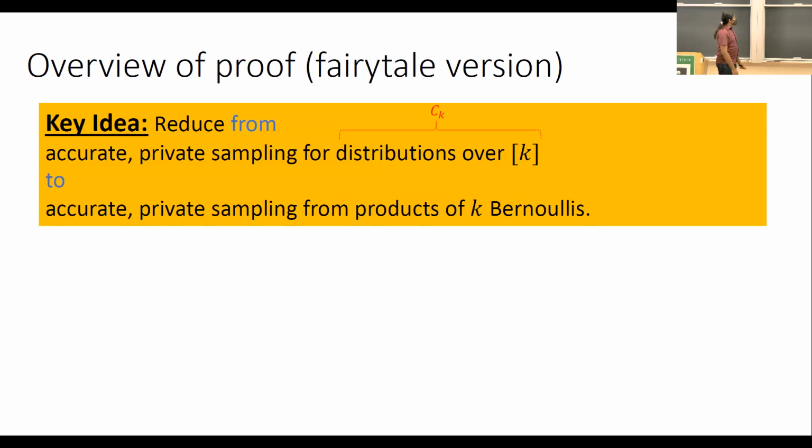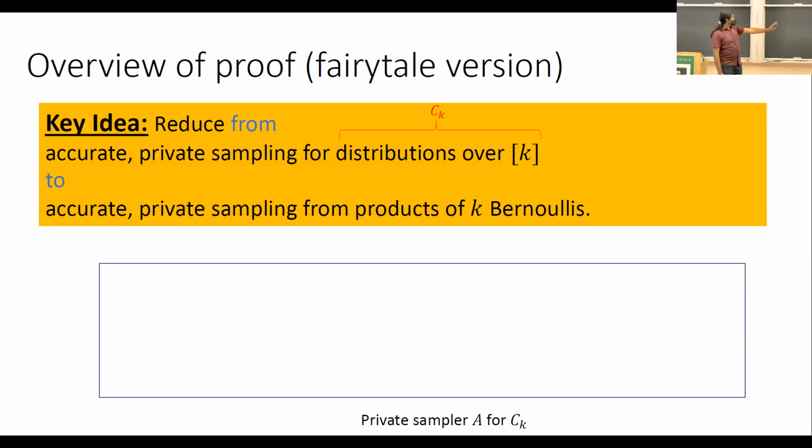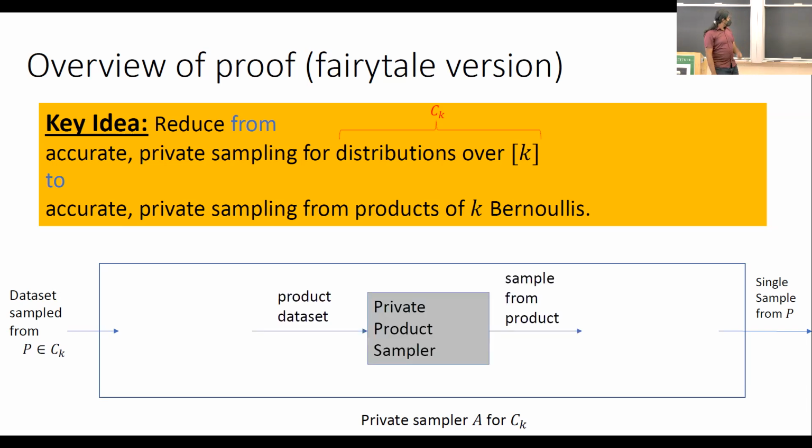Okay, so just to pictorially represent what this idea looks like, we want to construct a private sampler A for this class C sub k. We have a dataset that's sampled from some distribution p in this class, and we want to produce a single sample from this distribution. When I say product distribution, henceforth I'm only talking about products of Bernoullis. So let's say we have a private product sampler that takes a product dataset and gives you a single sample from a product distribution of d Bernoullis.